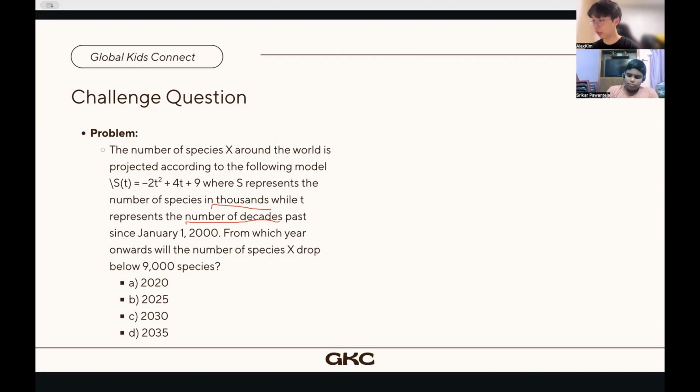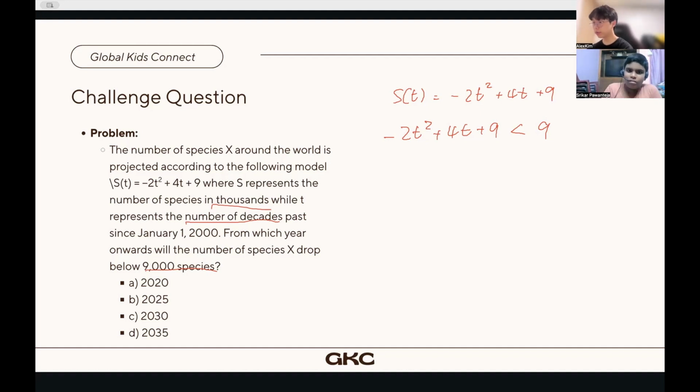And so a lot of information, but the most important being the population equation. It is given to us in the form of a quadratic equation, and this is the number of species in thousands. We also have to find the value of t at which the number of species X drops below, so less than 9,000. So we have to find when this quadratic function is less than 9, because each number is in thousands, so we don't write 9,000, but just 9.